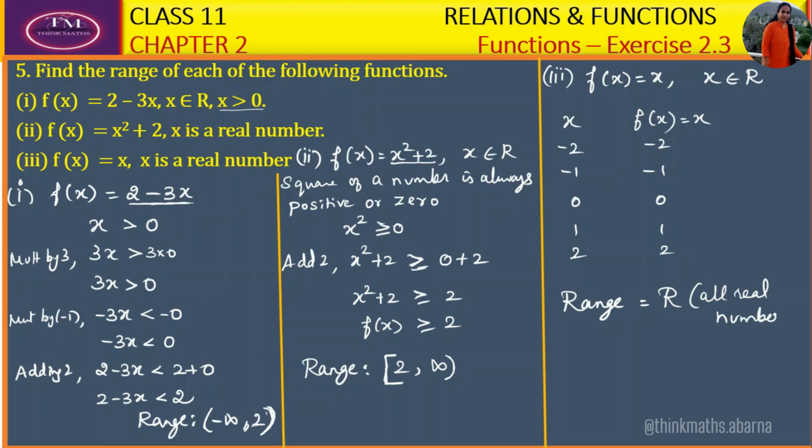Clear? So with this, chapter 2 is complete. Only miscellaneous exercise is left out. We will see this exercise after finishing all the chapters from class 11.